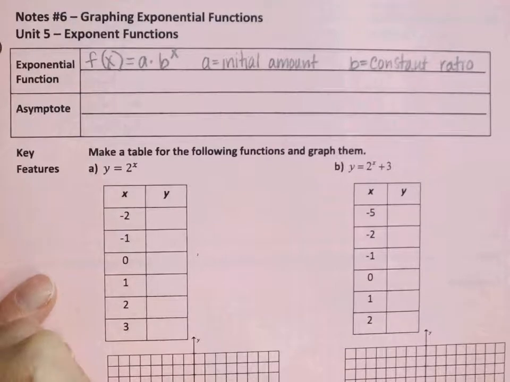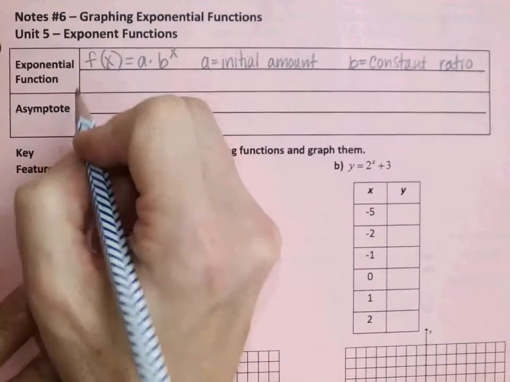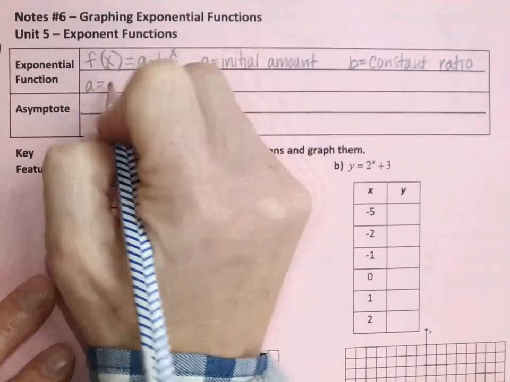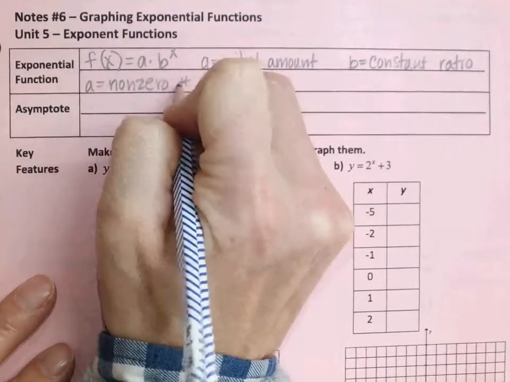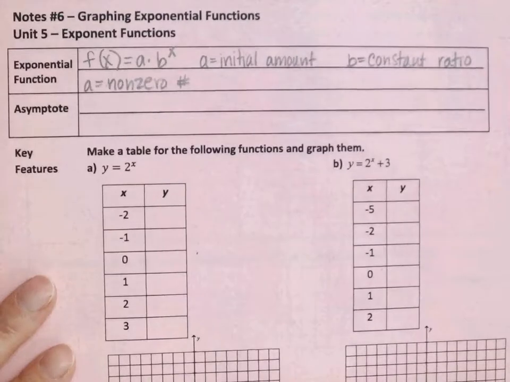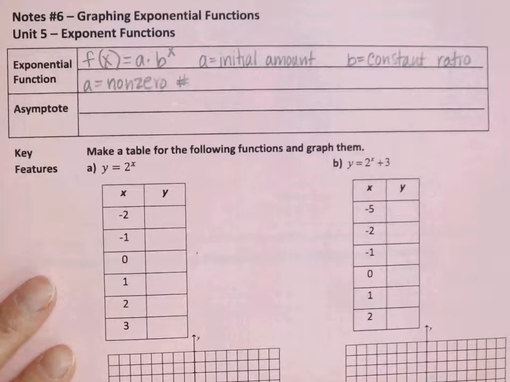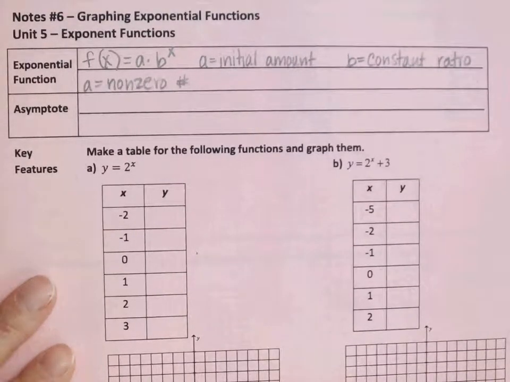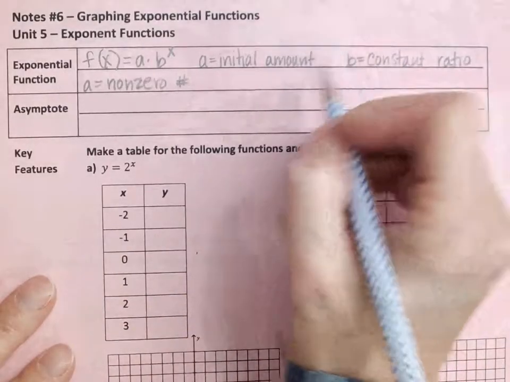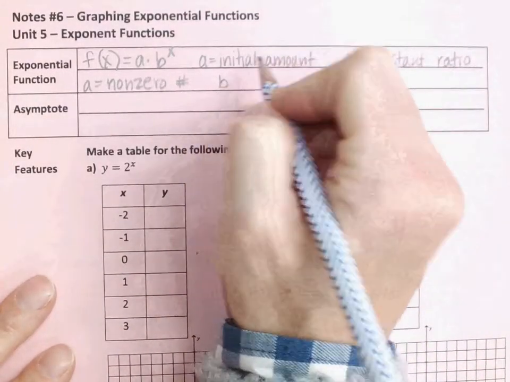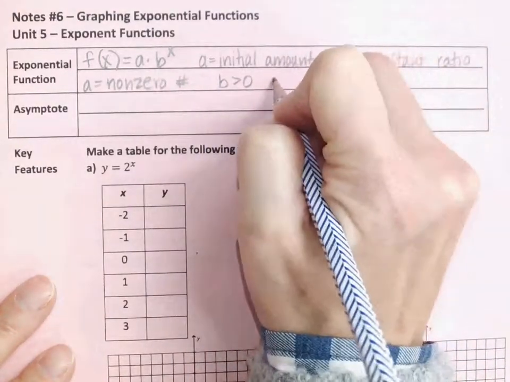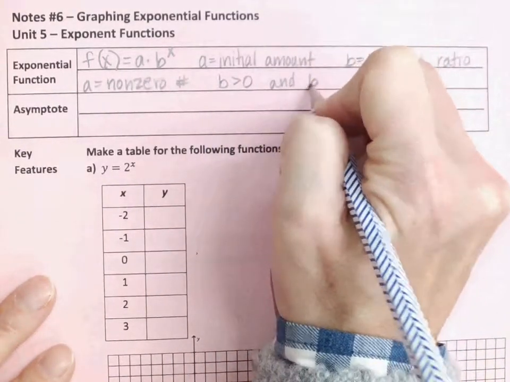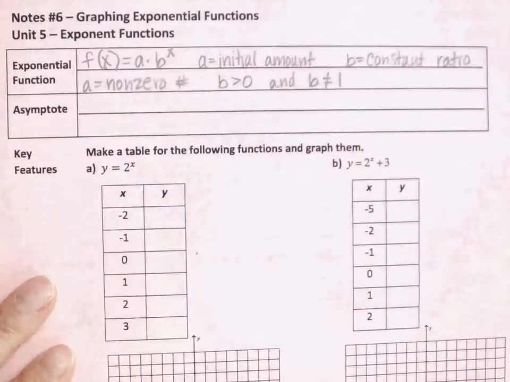Okay, just a couple of things that I want to talk about is a has to be a non-zero number, or basically a can't equal 0. Okay, because if a equals 0, then your function does not work. B has to be a value greater than 0, and b cannot equal 1. Okay?